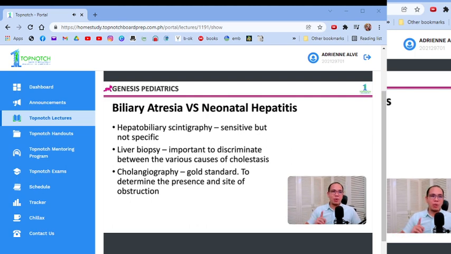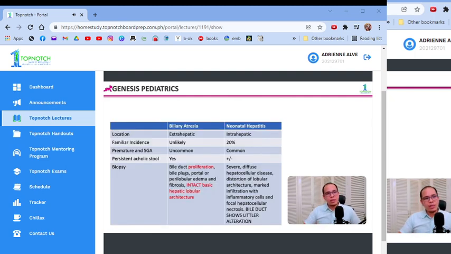But if they ask you for biliary atresia, what is the gold standard? Please remember that the answer is cholangiography. So you have to visualize the extent of damage. Okay, and here's a table summarizing the difference between the two.